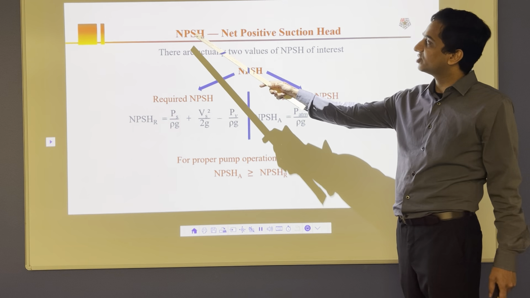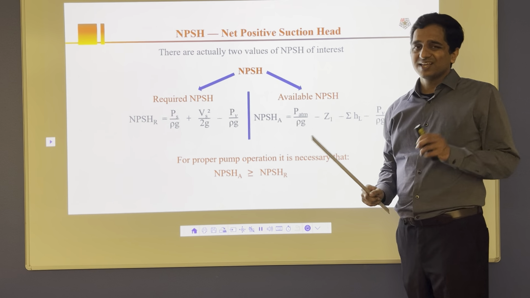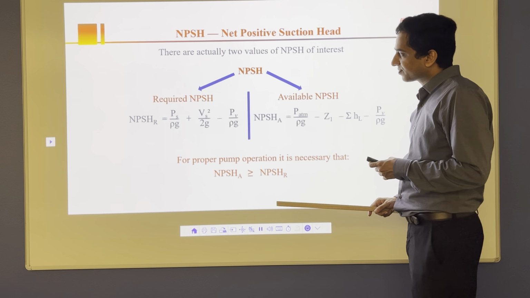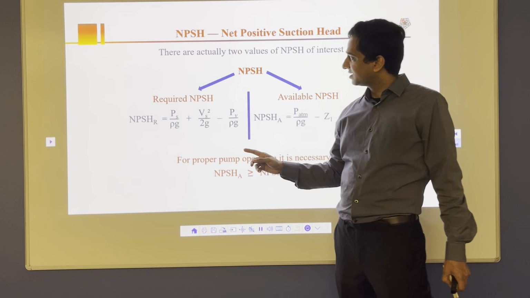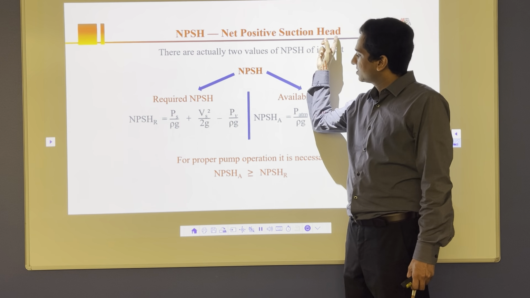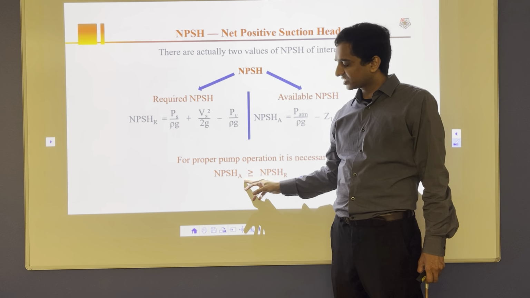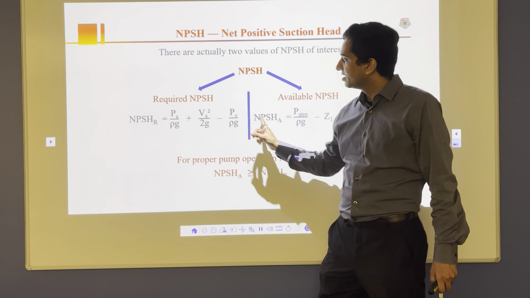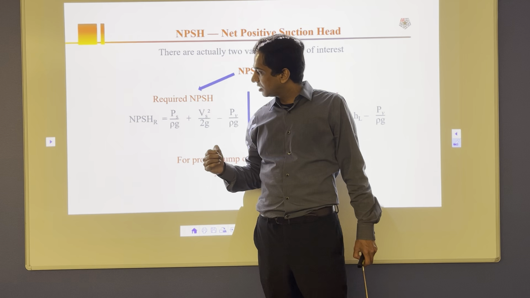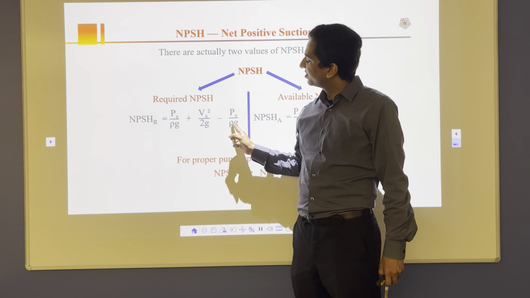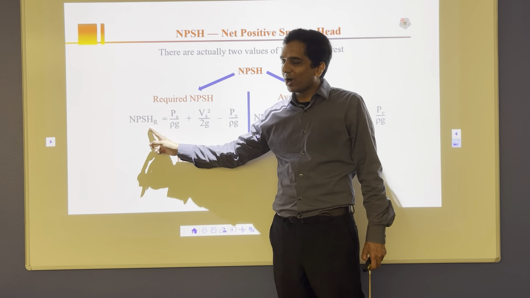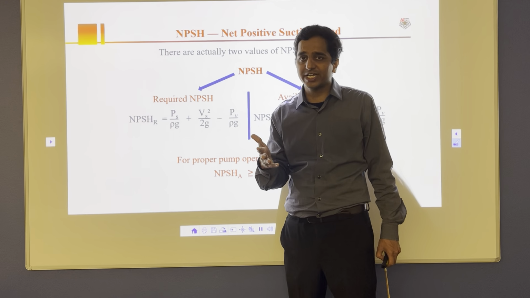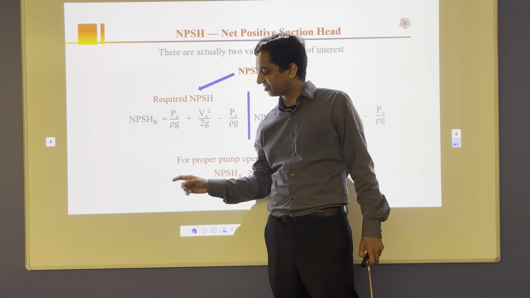For that, there is something known as net positive suction head. If you are using a hydraulic pump, which is the most commonly used device, the condition is that the available net positive suction head should always be higher than or equal to the net positive suction head required. The NPSHR, the required net positive suction head, is given by the manufacturer. It's like 15 meters, 20 meters, 30 meters.